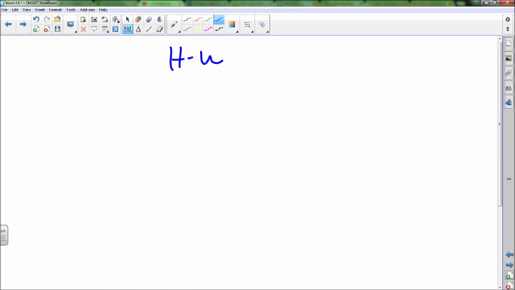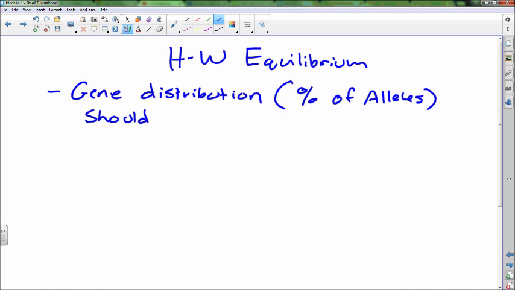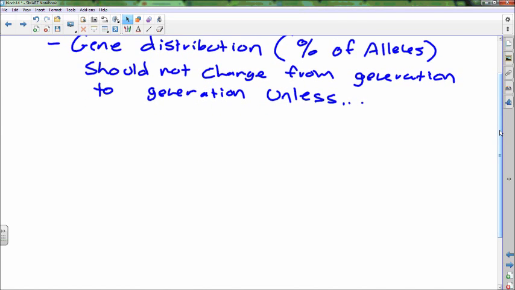So, Hardy-Weinberg equilibrium basically says that the gene distribution, basically this is the percentage of alleles, should not change from generation to generation unless, and there's 5 different things that we're going to have to put down here that could change what's going on.